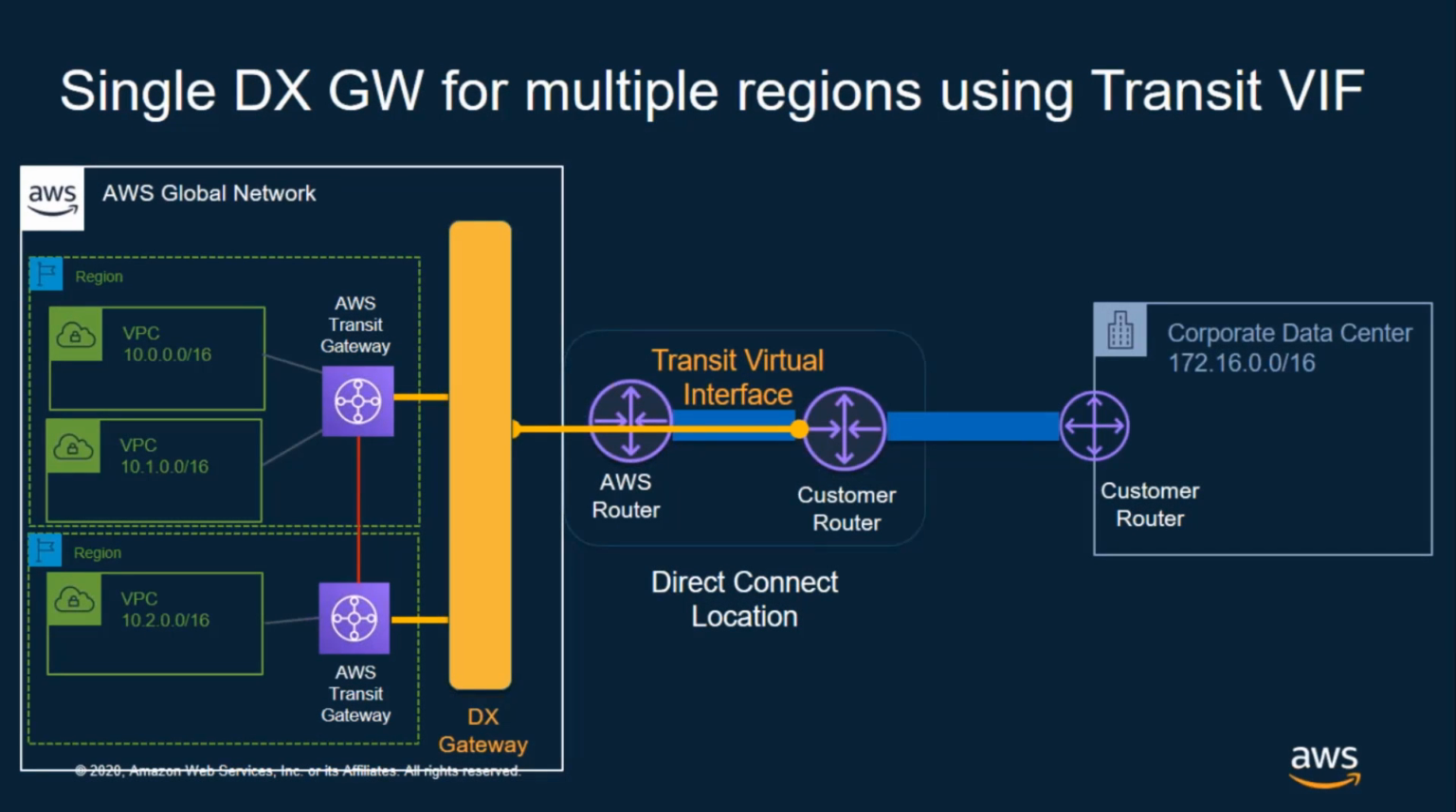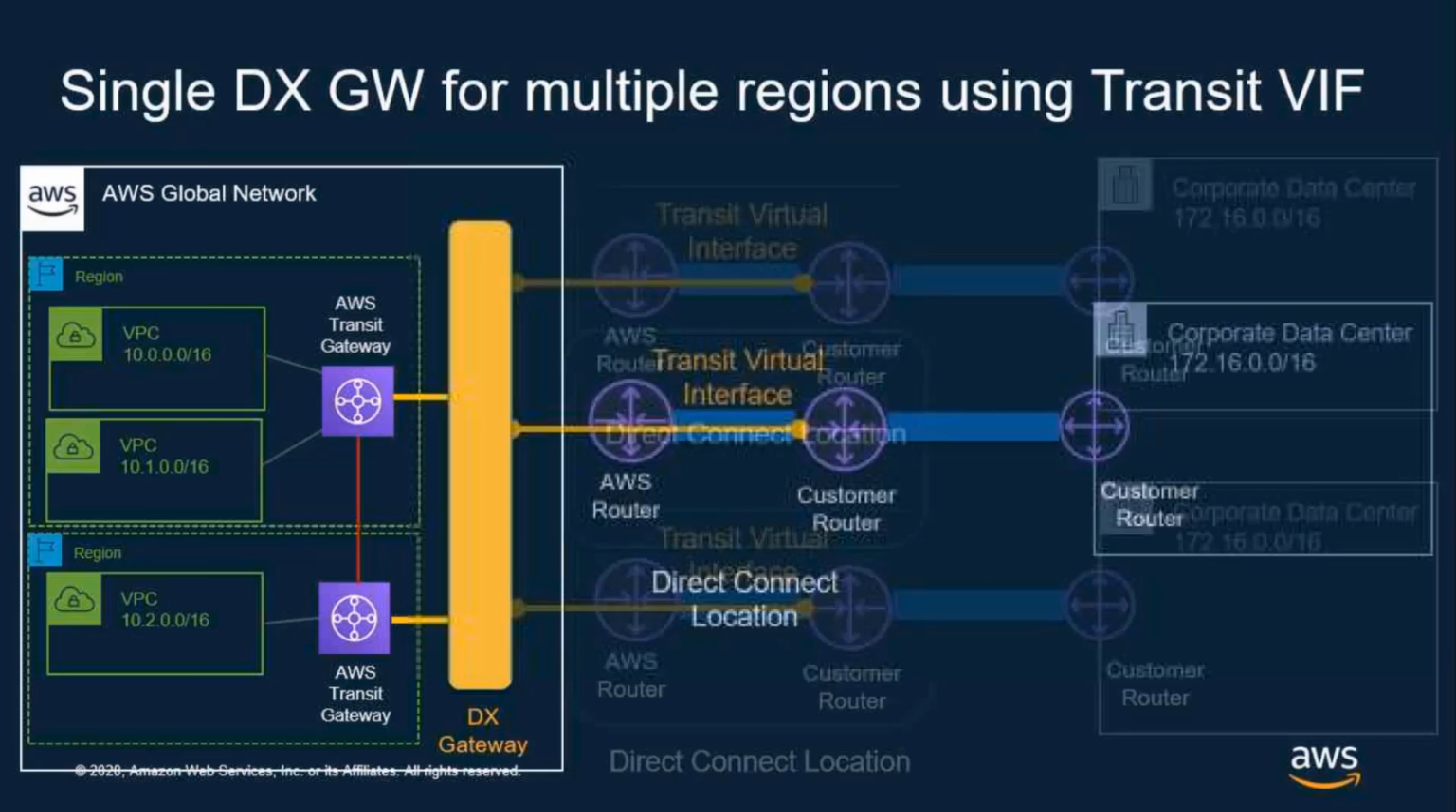The next scenario is where we have a single Direct Connect gateway for multiple regions using a Transit virtual interface. In this case, what we have is a corporate data center connecting through Direct Connect to one of the AWS routers, and then we can create a Transit virtual interface, which we will then attach to a Direct Connect gateway. The Direct Connect gateway is a global construct, so we can reach VPCs and transit gateways all around the world. And in this case, we're going to link it to both transit gateways. We're going to link it to the transit gateway in Ireland, for example, and a transit gateway in Sydney. That could be an example. And in this case, we will be able to have reachability to both regions.